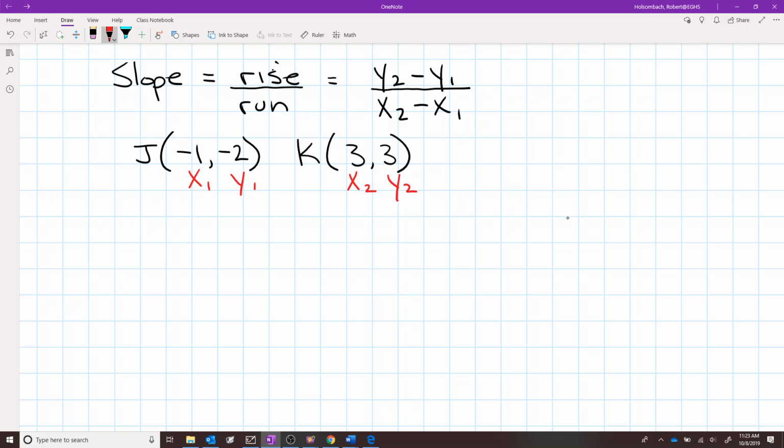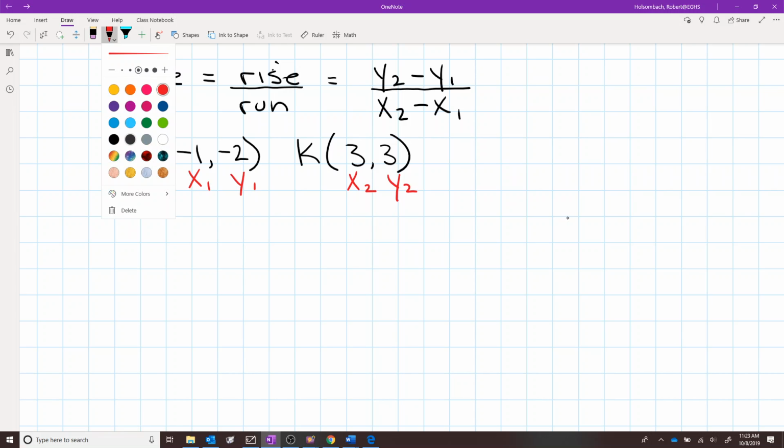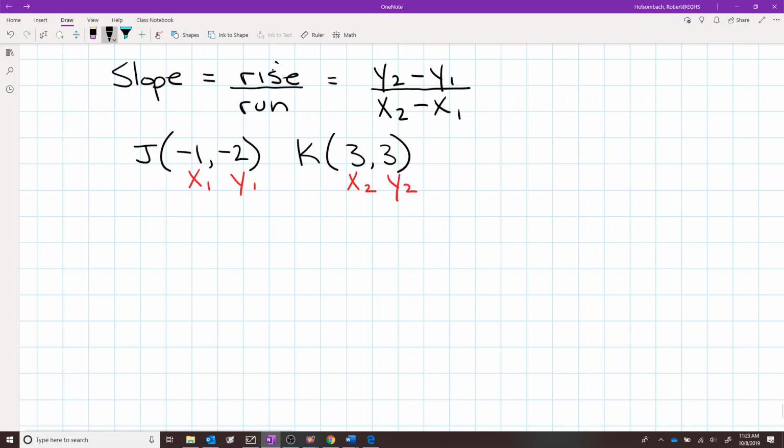So your next step is to substitute. In order to find the slope of this line, you're going to take your y sub 2, which is 3, and you're going to subtract your y sub 1, which is -2. And then in the denominator, you've got 3 minus a -1. And just remember that the formula says y sub 2 minus y sub 1. And a lot of mistakes are made when you're subtracting a negative.